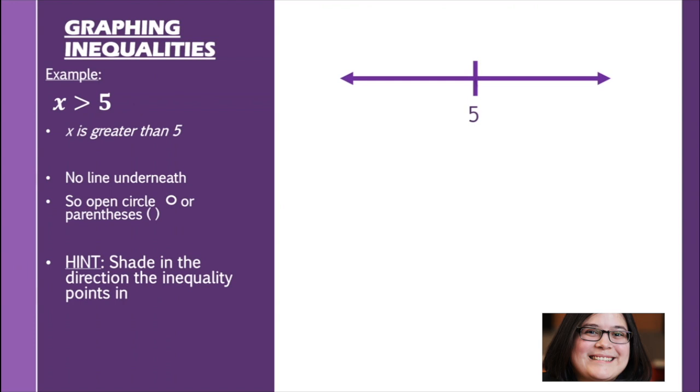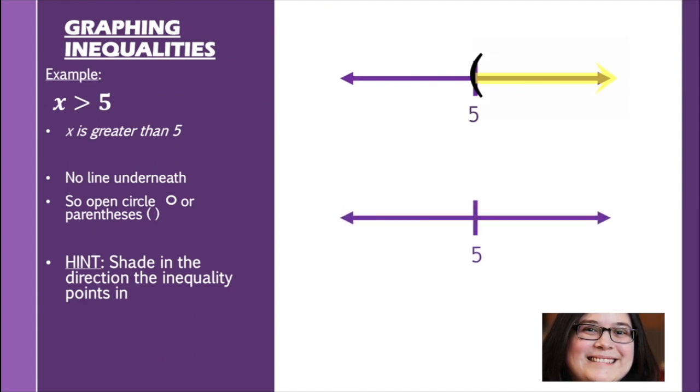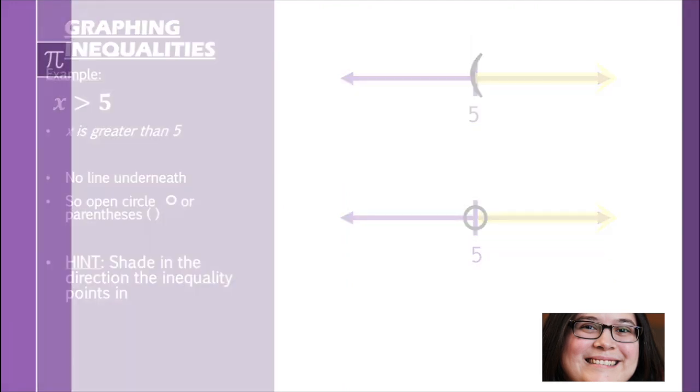So we get our number line, and now we graph it. We shade to the right because we want all the x values that are greater than 5. So if I go to the right, I'm going to get 6, 7, 8, and so on. We're going to do the same thing with the open circle. We get our open circle drawn, and then we're going to shade to the right. Bam. Beautiful. Now we're going to go to our next two examples and graph those.